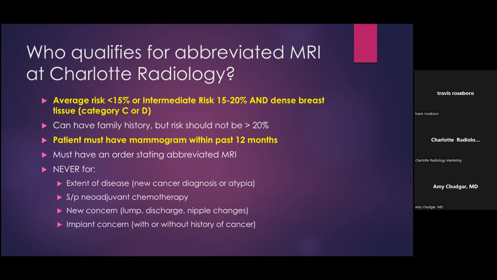And some of the reasons we should never be doing abbreviated MRIs would be for somebody who has a new cancer, and the MRI is being done for extent of disease. That should be a full MRI. Someone who's status post neoadjuvant chemotherapy, if they have any kind of new concern, so they have a lump or bloody nipple discharge, or if there's kind of any concern with their implant. So those should all just be your full protocol MRI.